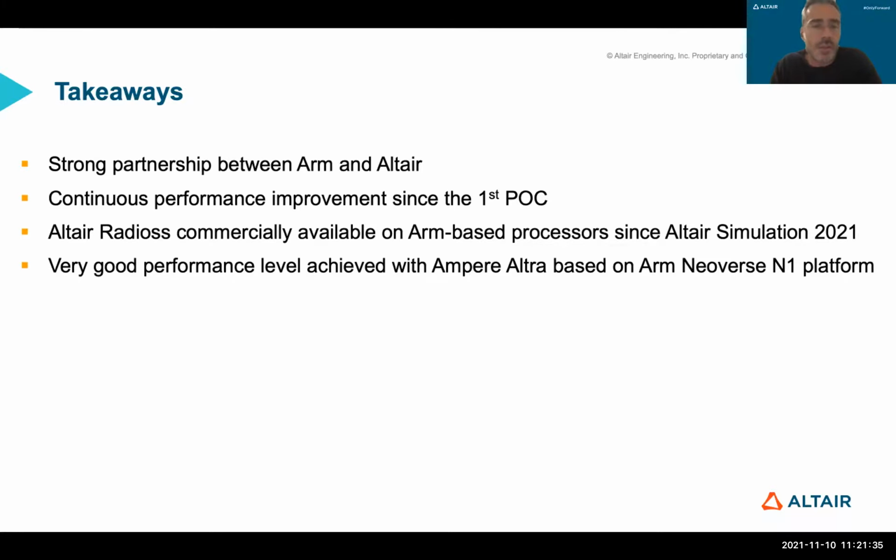The other point is that Radioss is commercially available on ARM-based processors since the release of Altair Simulation 2021. And this is important because we also need to help spread the usage of ARM by having more and more commercial applications available. And we have seen the very good performance levels that we keep on this Ampere Ultra compared to the previous generation of ARM processors. So this becomes a very interesting platform to run simulation, whether it is crash, consumer goods, or fluid structure interaction with Radioss.